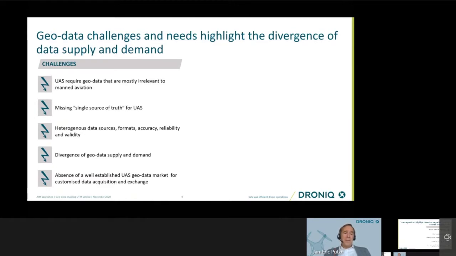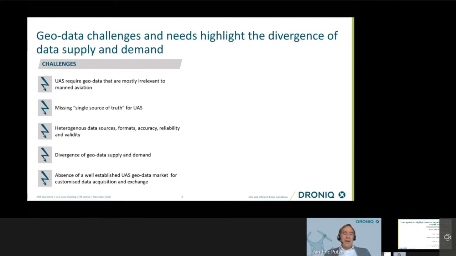And of course, it's a heterogeneous data source. You have different formats, different accuracy, different reliability and validity. For someone not coming from the manned aviation side, talking about accuracy, reliability and validity, is my data actually really valid, is something they just don't know. And of course, the geodata supply and demand diverge, depending on the operation you have.